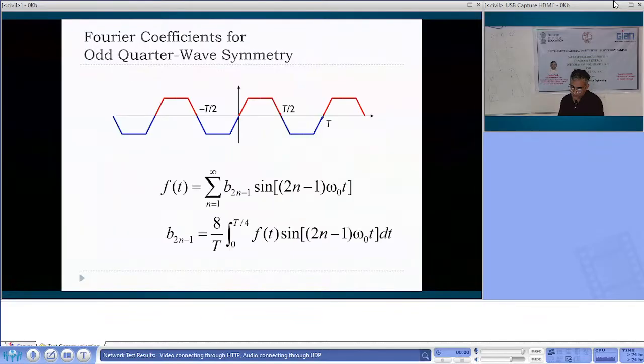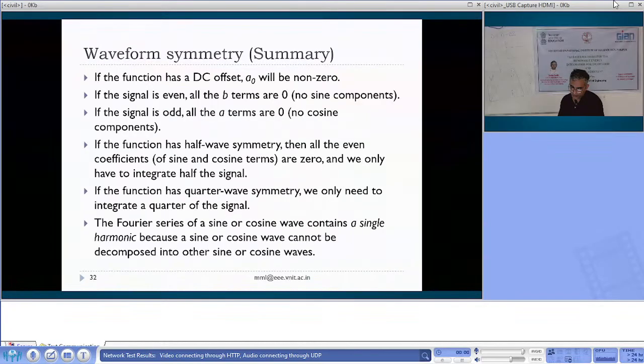So this is an odd quarter wave symmetry. This is all about the summary of waveform symmetry. If the function has a DC offset, A0 will be non-zero. So if you have superimposed DC, then A0 is non-zero. But if there is no DC component in the waveform, A0 is zero.